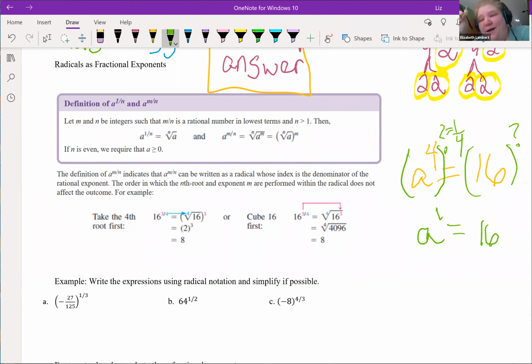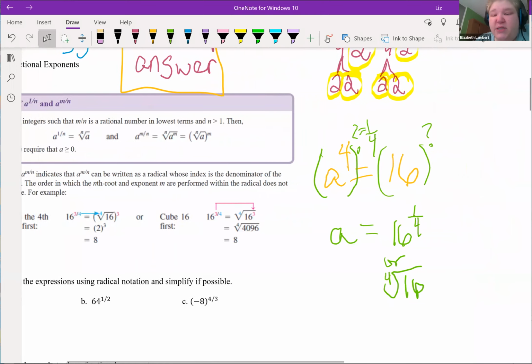But I know as a concept, to cancel out and undo a 4th power, I use a 4th root. So this 1/4 exponent is also the same as the 4th root. So our a here is equal to whatever 16 to the 1/4 is, or you could write it as the 4th root of 16. But in this case, the 4th root of 16 actually does continue to work. The nice thing about the fractional exponent is that is how you can enter these on the calculator.